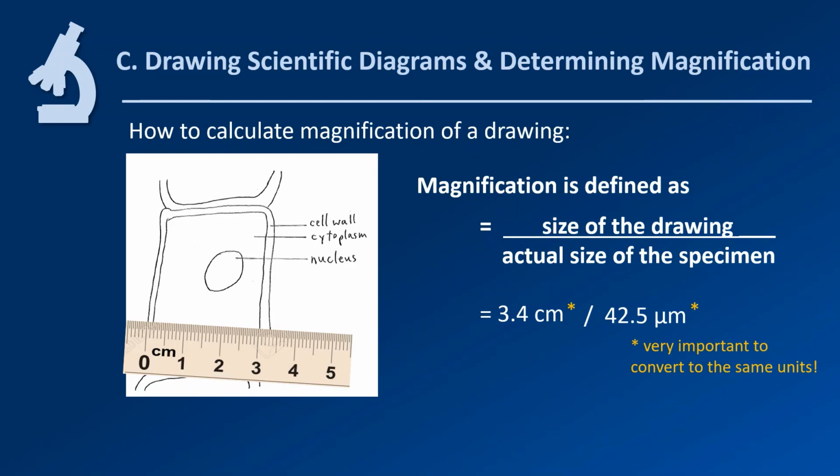At this point, it's very, very important to know that these have to be in the same units to do this calculation. You can't divide a centimeter by a micrometer. You have to convert them both to the same units. So I could convert everything to centimeters or everything to micrometers. I find it easiest personally to convert everything to millimeters. So 3.4 centimeters is 34 millimeters, and 42.5 micrometers, I divide that by 1,000 to get 0.0425 millimeters. So in this case here, the answer is 800 times is my magnification. So this calculation and this final value of 800 should be with your scientific drawing for all Biology 107 scientific drawings.